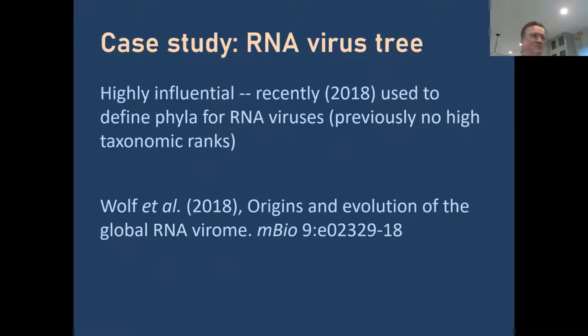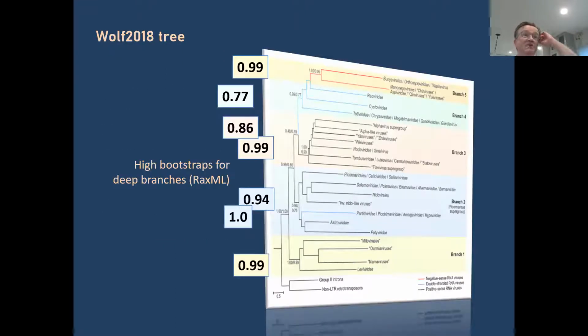And then this paper came out in 2018, and they came up with this tree with these very high transfer bootstrap values. Since then, this has been adopted by the official taxonomy organization of RNA viruses, and it's been used to define phyla and orders and classes and whatnot.